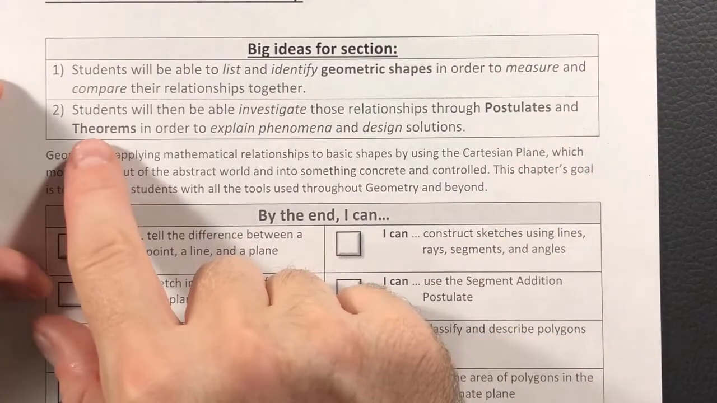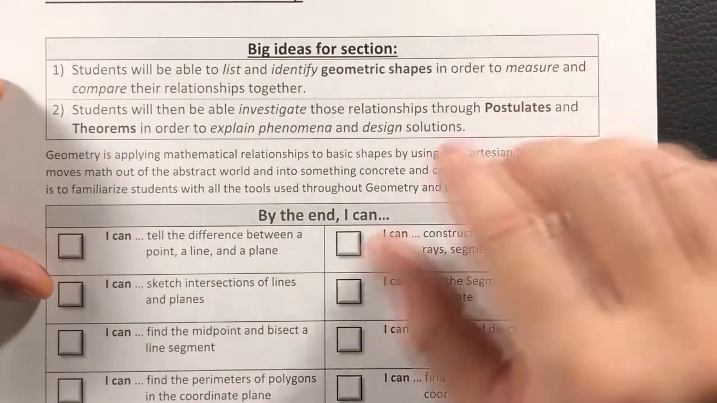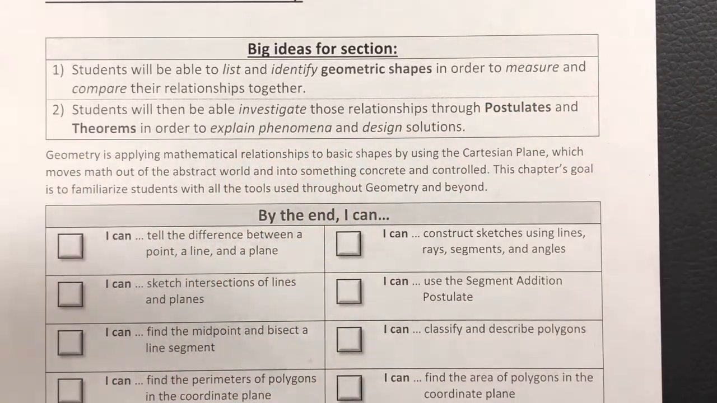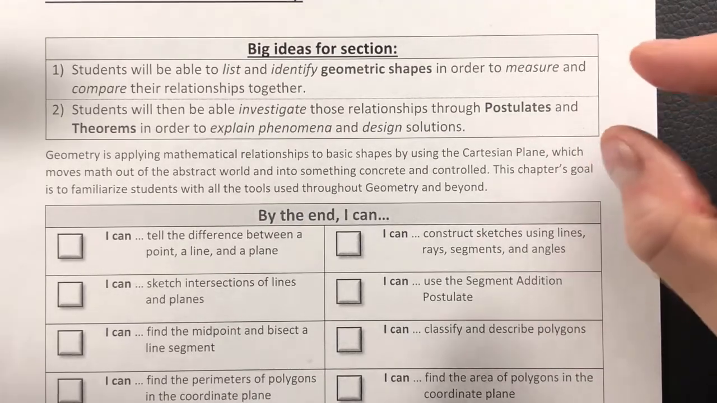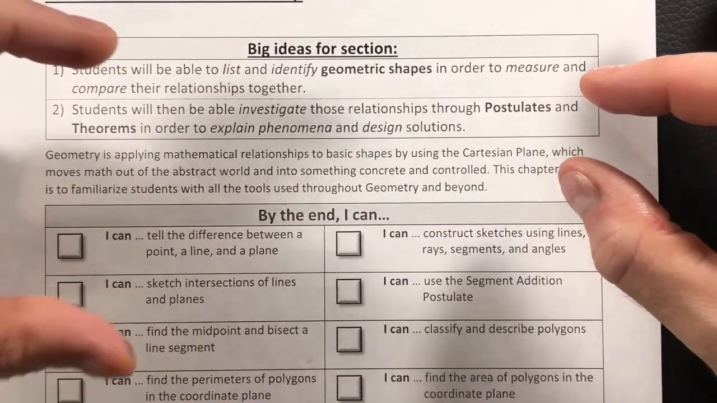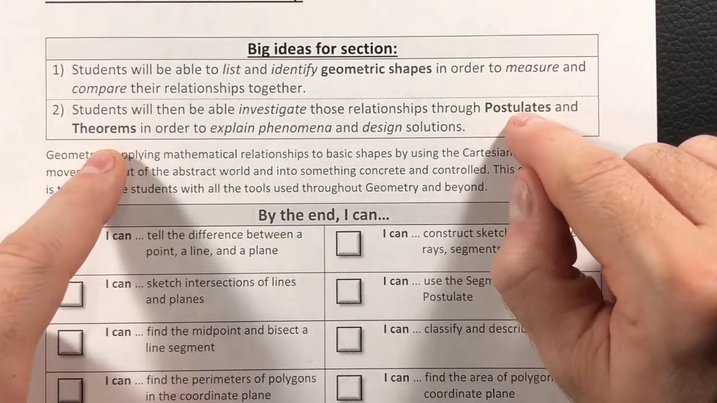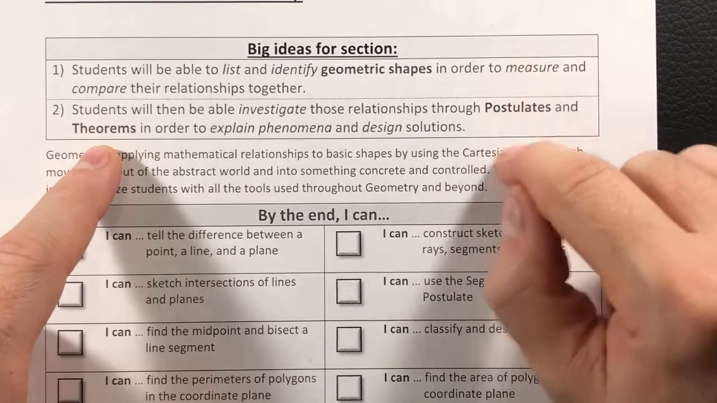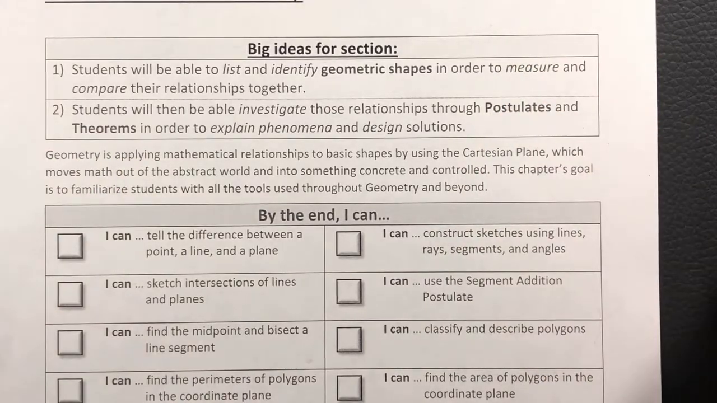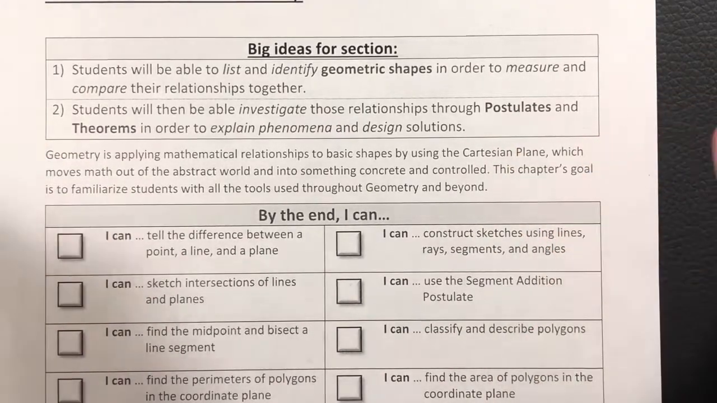Our second goal for this chapter is to be able to investigate those relationships through what we call postulates and theorems in order to explain the phenomena and design solutions. So after you've seen these relationships, you're going to be able to dig a little deeper. Let's take this thing that we know over here and work our way over to this end of the picture or diagram, using things called postulates and theorems. These are proven relationships or known relationships without needing proof that other people have gone through. And the really popular ones we'll highlight here and say, hey, we can use these postulates and theorems as the reason to get from A to B.